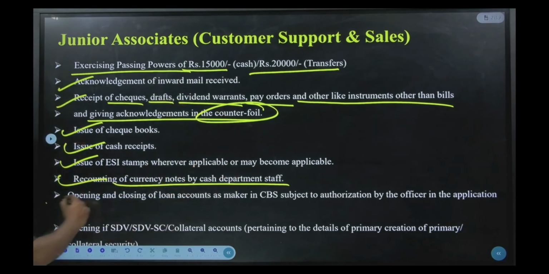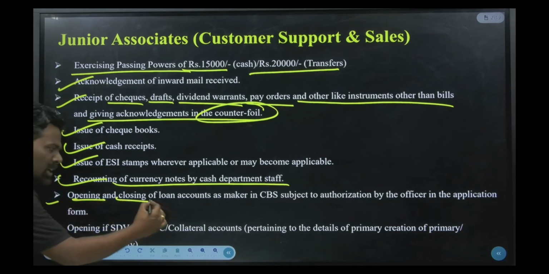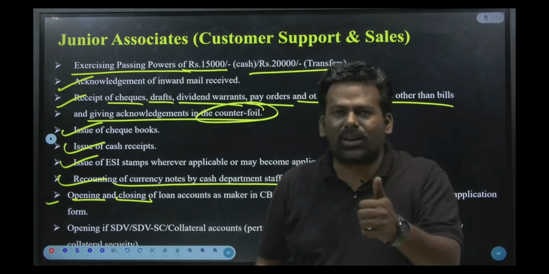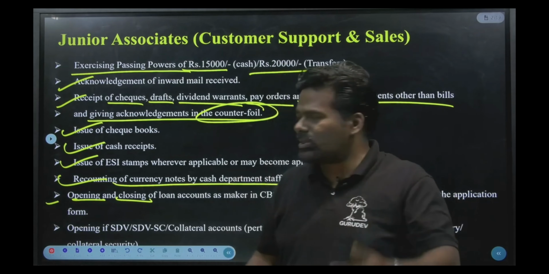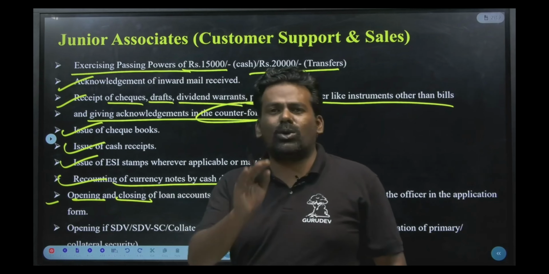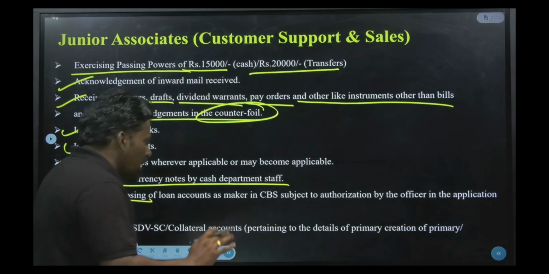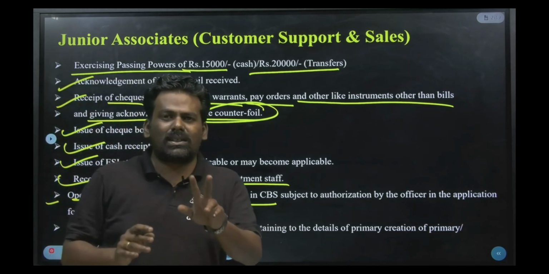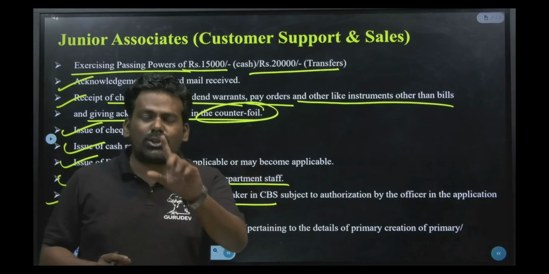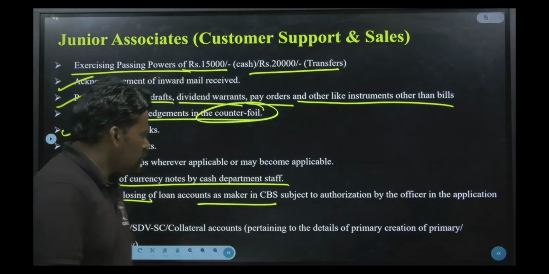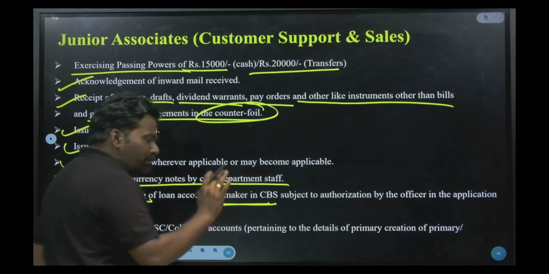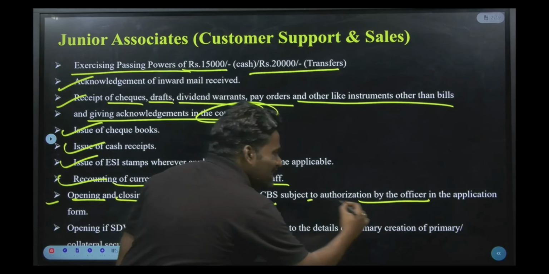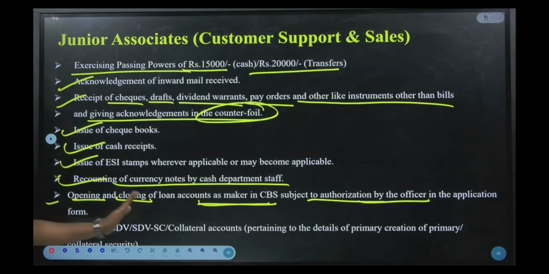Coming to the next, opening as well as closing of all types of accounts. The junior associate will be opening SB accounts, current accounts, FD accounts, RD accounts as well as loan accounts, and he will be closing accounts also, but as a maker. What do you mean by maker? See, in banking we have two things, maker and checker. The junior associate will be working as maker. He will request an account opening, then the checker, that is an officer, will be authorizing it. So he will be working as maker.